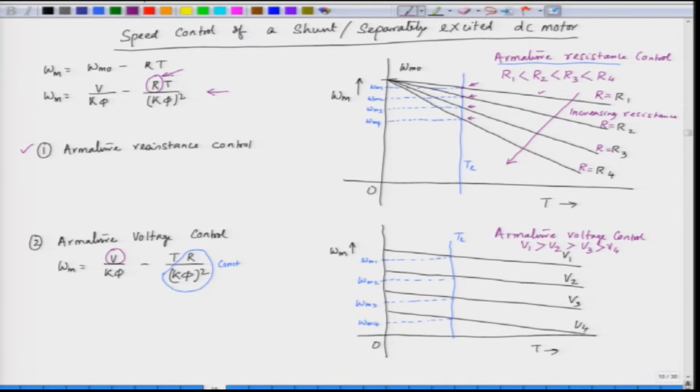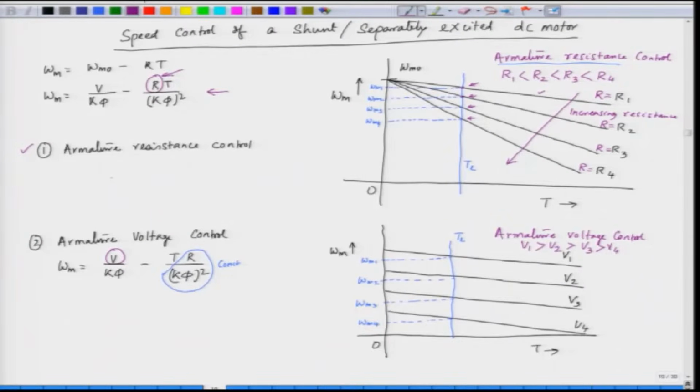Now, when we insert resistance in the armature, we have more I square R loss, because the armature carries the full amount of current. So, this method, though quite easy to implement, you can have a rheostat in the armature and go on varying the armature resistance, the speed will change, but this method is not an efficient method. So, the problem with this method is that I square R loss increases with increase in R, increase in resistance.